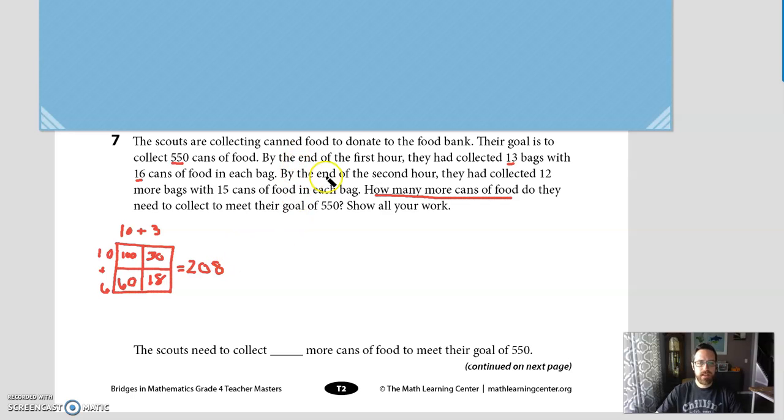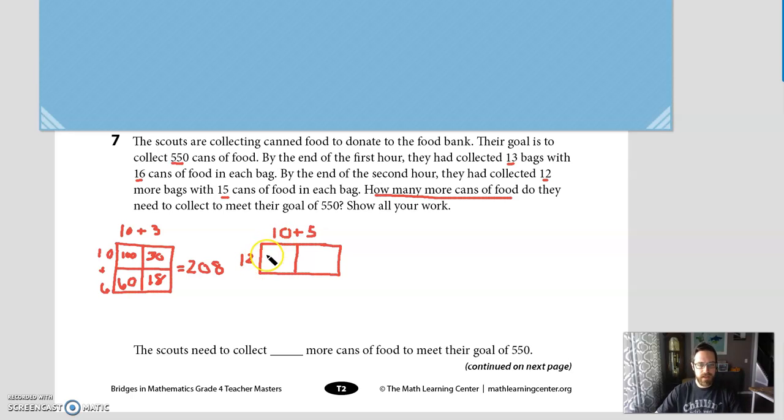Okay, then it said by the end of the second hour, they collected 12 more bags with 15 cans of food in each bag. So again, we need to find how many total cans of food is in that bag. So I'm going to set it up again, area model, 10 plus 5. And then just like the last problem, I'm going to try to be an efficient mathematician. And instead of breaking the 10, you could do 10 plus 2 again, but I'm just going to keep this at 12 because I think I can handle that.